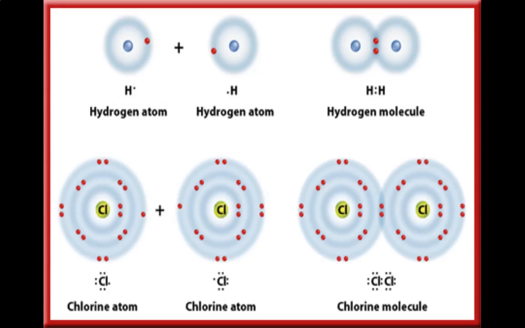So here's a bigger picture of it, so you can kind of envision what's happening. So when the hydrogen atoms share electrons with each other, their electron clouds actually overlap. Similarly, when the chlorine atom shares the electrons, their electron clouds overlap with each other and they're bonded with each other in this sort of way.